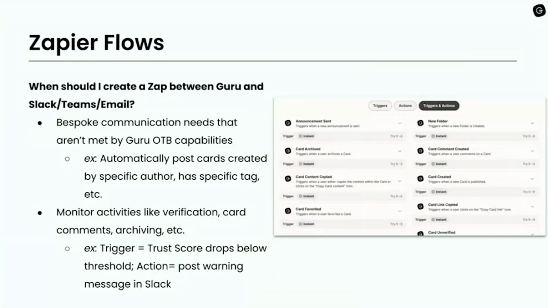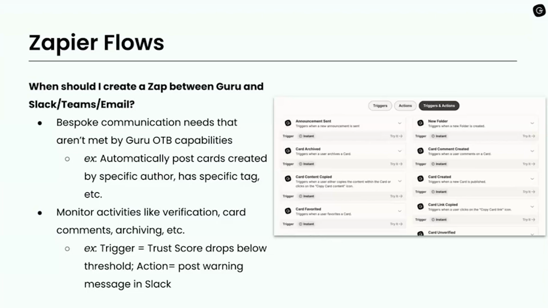We have Zapier flows. So if you're not familiar with Zapier, we also have Workato. Maybe you're familiar with Workato. They both kind of do the same thing. They're both iPaaS tools. Basically, they're really good at making it very easy to connect different applications in customized ways, so building integrations between different applications without needing any coding experience.